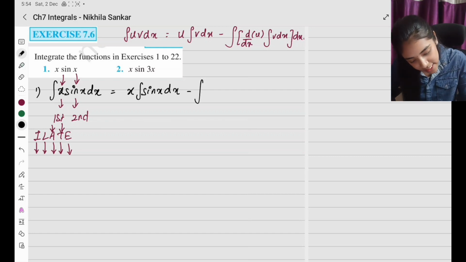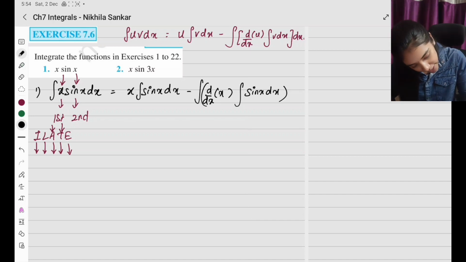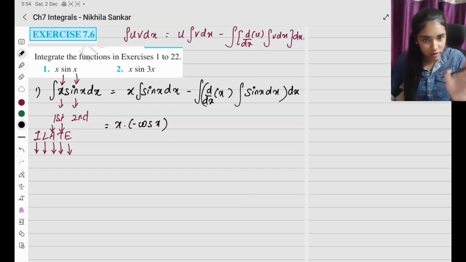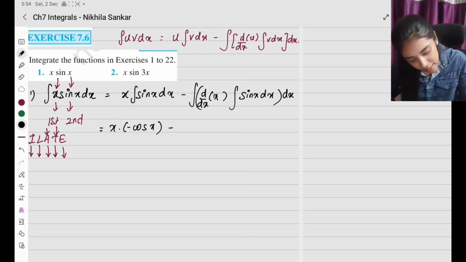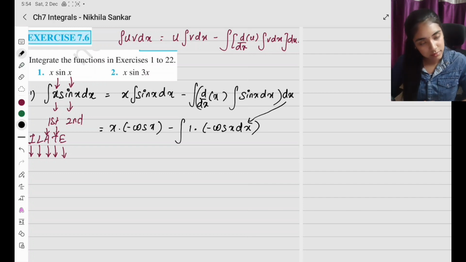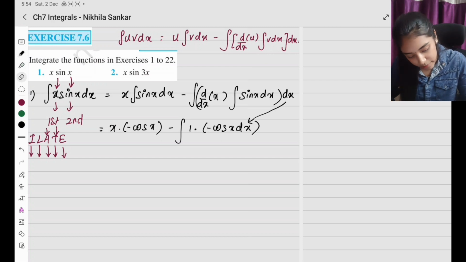Now minus integral of d by dx of the first function, so d by dx of x, times the integral of the second function, in brackets, times dx. Okay. So this is x times the integral of sin x, which is minus cos x. No need to put plus c; you can add the integration constant at the end. Don't put plus c in any step. Minus integral of d by dx of x, which is 1, times the integral of sin x, which is minus cos x, times dx. I'll write it outside the bracket: minus cos x times dx.